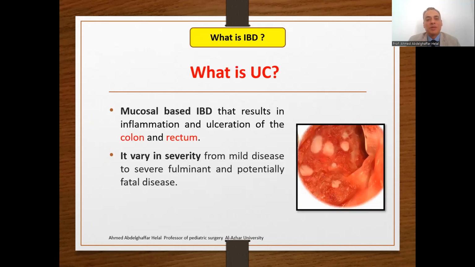Number one, what is IBD, inflammatory bowel disease? What is ulcerative colitis? It is a mucosal-based inflammatory bowel disease that results in inflammation and ulceration of the colon and rectum. It varies in severity from mild disease to severe, fulminant, and potentially fatal disease. Usually the disease starts in the rectum and spreads proximally to affect the colon. Sometimes the whole colon is affected, and it is called pancolitis.